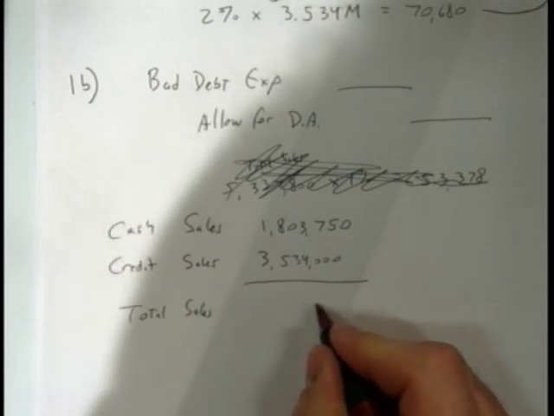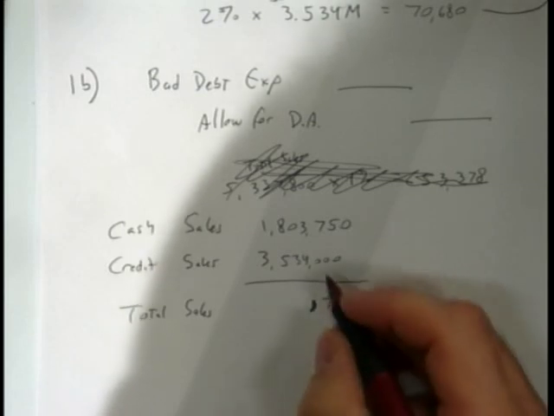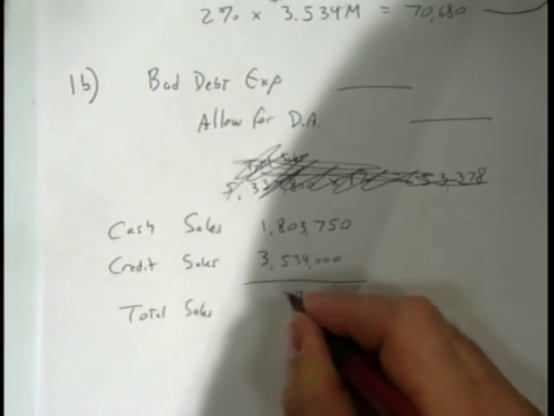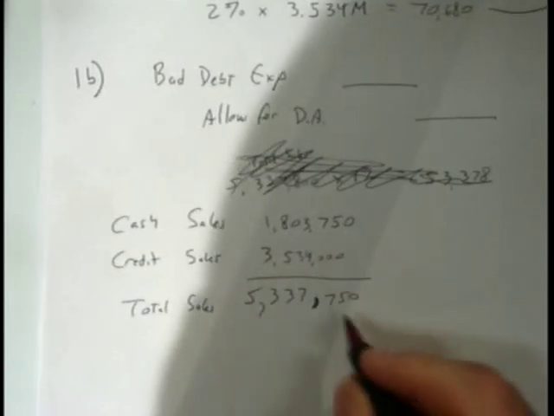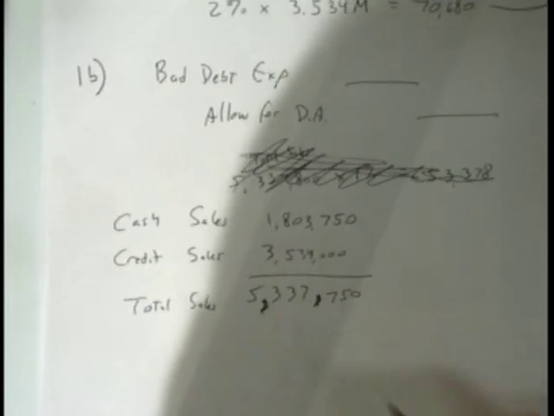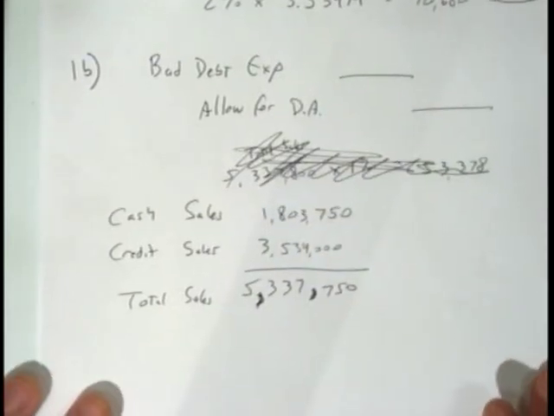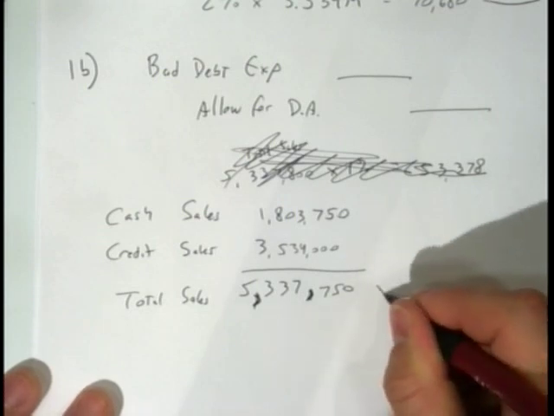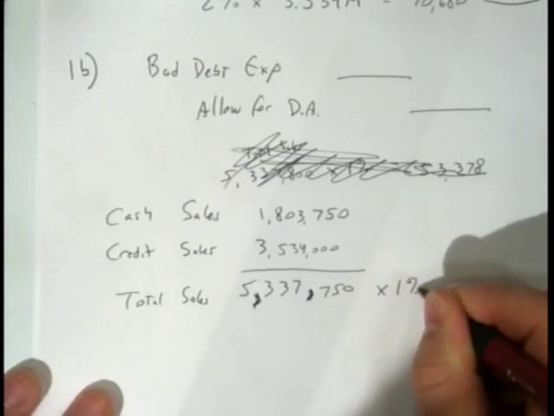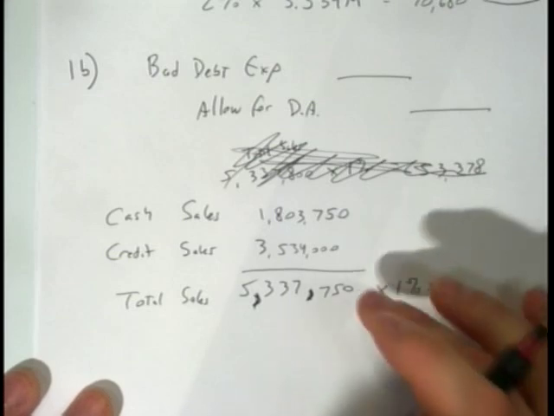So that equals 750, 7,335. Is that right? Okay, so that's total sales. That's 5,337,750. Okay? So now we take that times 1%, right? And what does that equal?